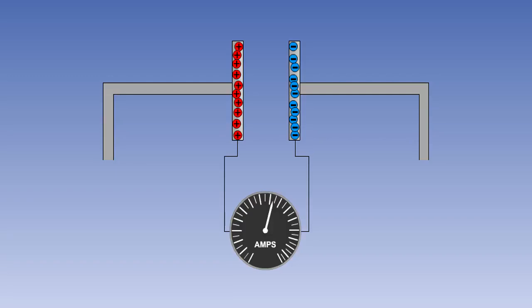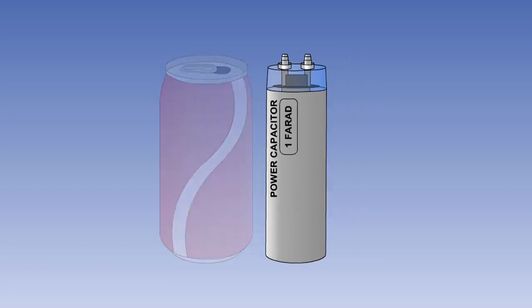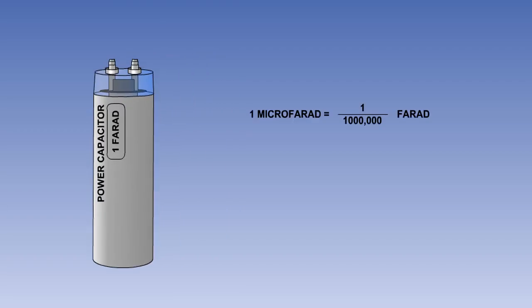Capacitance is the ability of a capacitor to store electrical charge. The unit of capacitance is the farad, F. In terms of capacitance, the farad is a very large unit. A 1 farad capacitor could be as large as a Coke can. The farad is therefore subdivided into smaller, more convenient units.